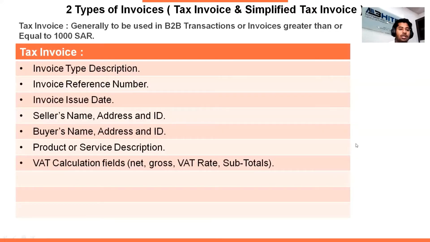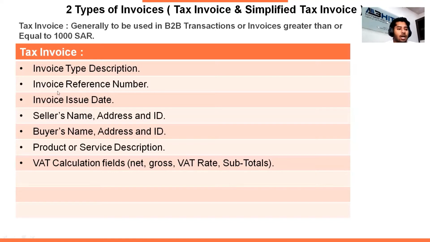So let us first look at what types of invoices need to be reported and what the features of these invoices are. Basically, there are two types of invoices: a tax invoice and a simplified tax invoice. A tax invoice is generally used in B2B transactions or invoices greater than or equal to 1,000 Saudi riyal. The tax invoice is going to include certain mandatory fields, and without these mandatory fields, an invoice is invalid and will not be considered legitimate.